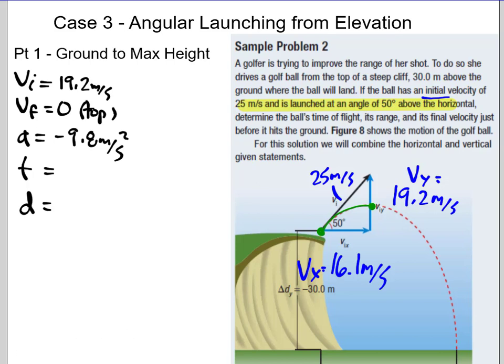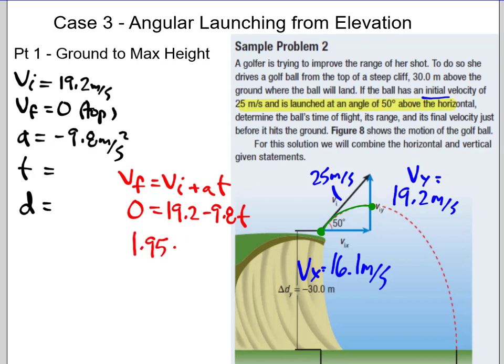All right, so if we want to find our time, we can go Vf equals Vi plus at. 0 equals 19.2 minus 9.8t. By the time we solve that, it's 1.95 seconds equals t. So we now have our time value.